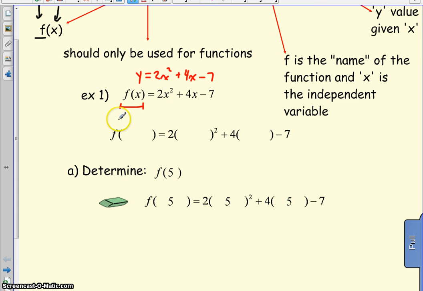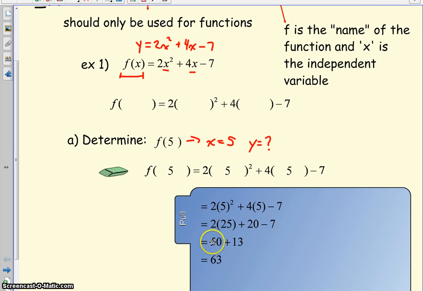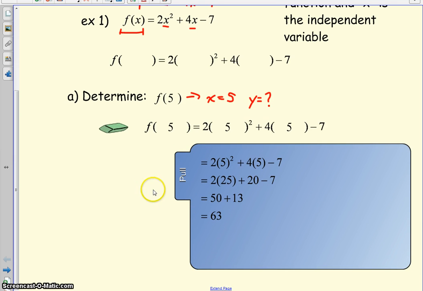So for example, given this function up here, let's say I want to find f at 5. This notation is telling me that x is equal to 5, so find the value of the function, i.e. the value of y. What this is saying is everywhere you see an x inside the equation, you replace it with 5. So in this case, we'll have 2 times 5 squared plus 4 times 5 minus 7. Then we just evaluate it the way we would have in grade 10. Following BEDMAS, we get 2 times 25 plus 20 minus 7, which simplifies to 63. So when x equals 5, y is equal to 63.